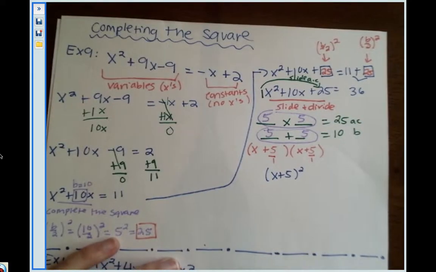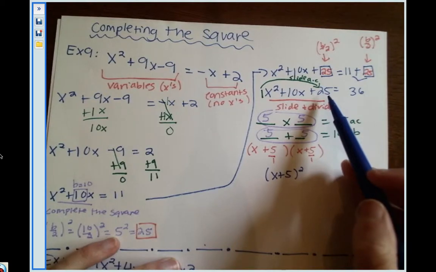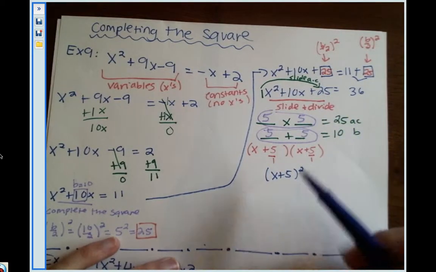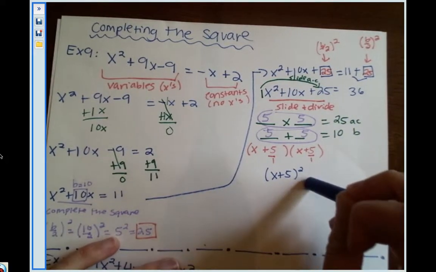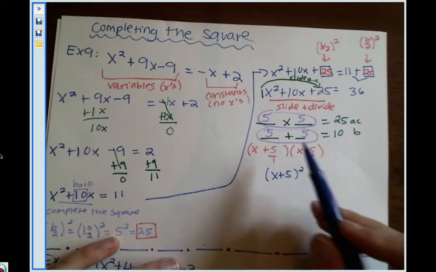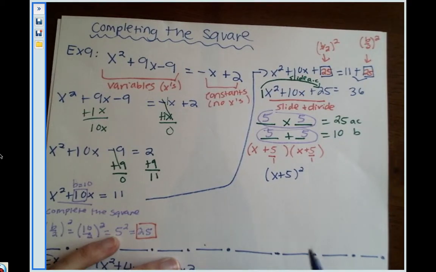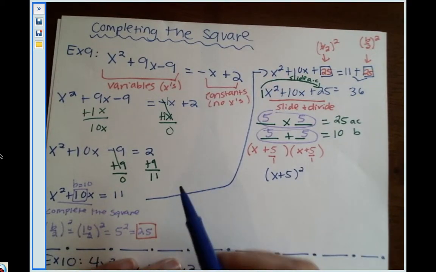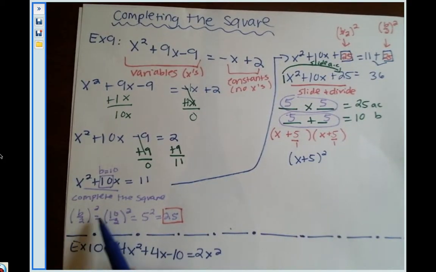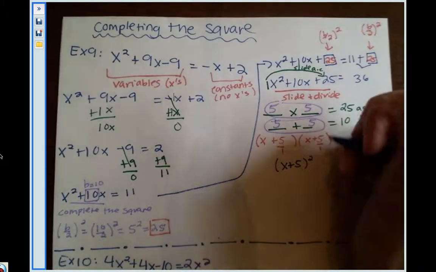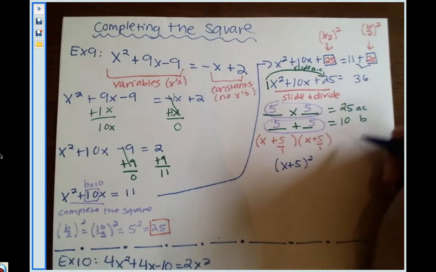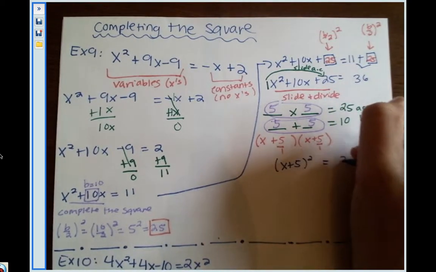If we have a perfect square binomial, this should happen every single time. We should end up with 2 of the same exact factors, which means we'll have a binomial square. When you're completing the square, it forces you to do this. This magic b over 2 squared makes the equation do that, which is pretty cool. So we have x plus 5 quantity squared equals 36.